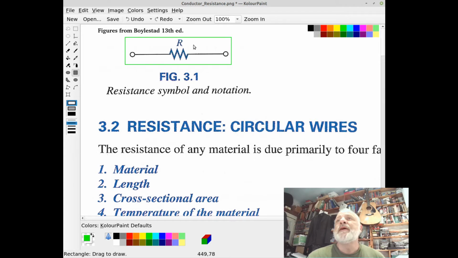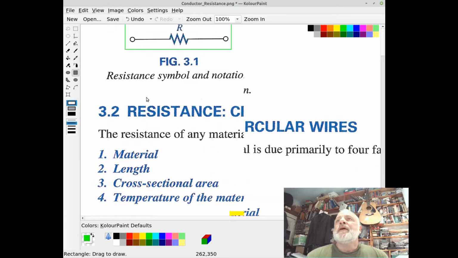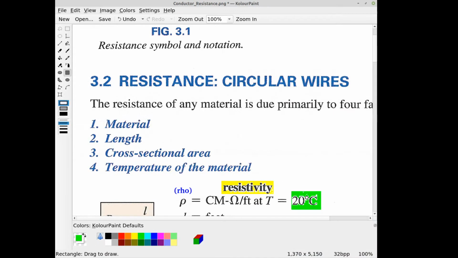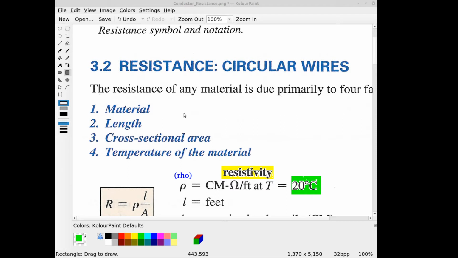This is a fixed resistor. They also have three-terminal devices, which are variable resistors. We'll discuss those at a later time. But looking in section 3.2, we discuss where resistance comes from.